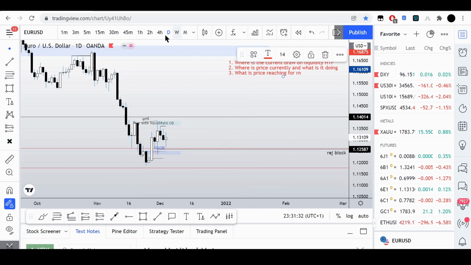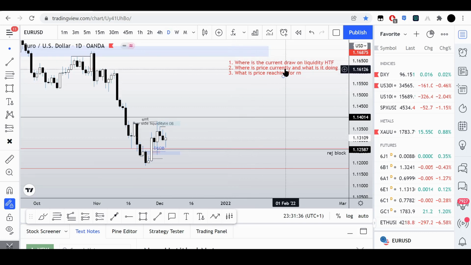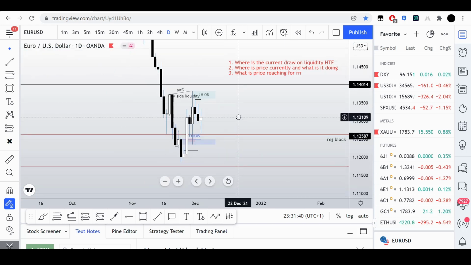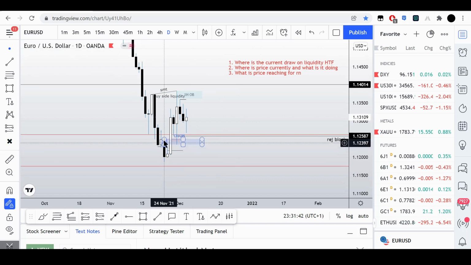Weekly, daily, 4 hour. Now, where is price currently, and what is it doing? So if you look at price, we can see that price came into this weekly order block, right?